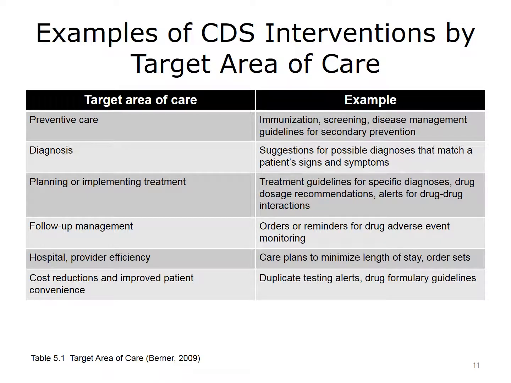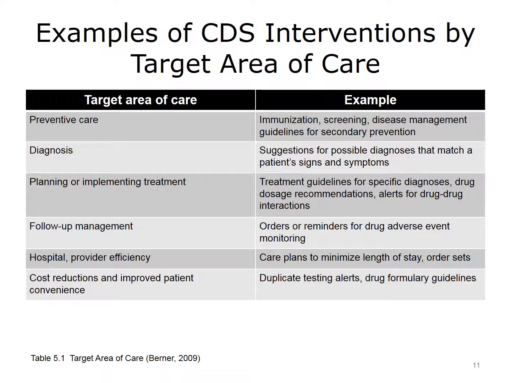The first row in Table 5.1 states the target area of care as preventative care, with intervention examples of immunization, screening, and disease management guidelines for secondary prevention. The second row lists diagnosis as the target area of care, where clinical decision support could provide suggestions for possible diagnoses that match a patient's signs and symptoms. The third row on the list is the target area planning or implementing treatment. CDS intervention could entail the display of treatment guidelines for specific diagnoses, drug dosage recommendations, or alerts for drug-to-drug interactions.